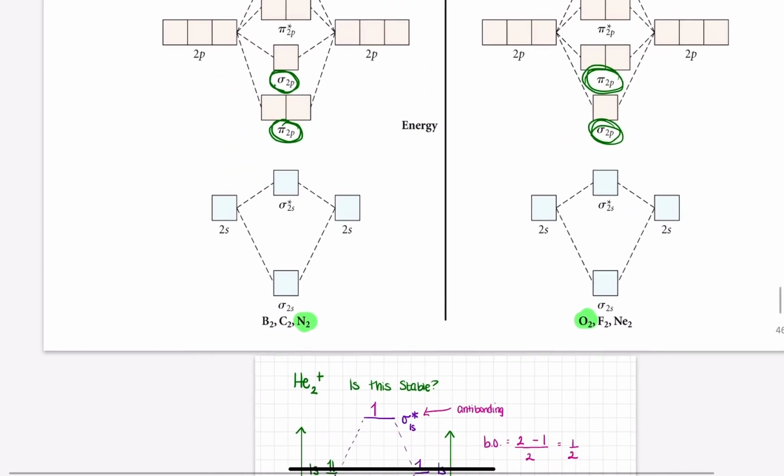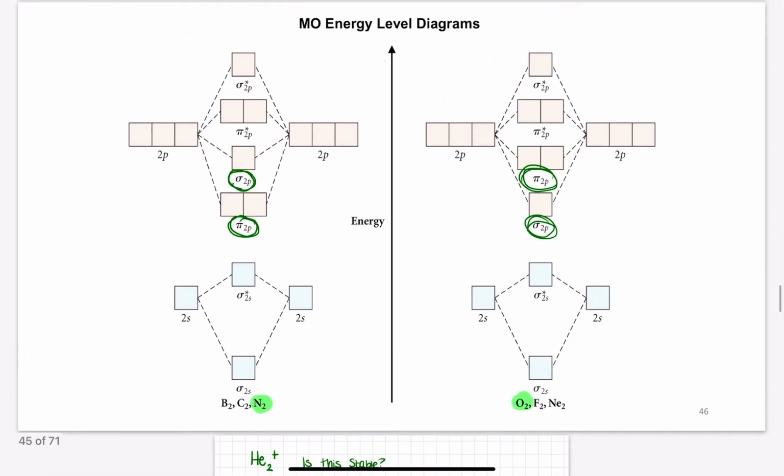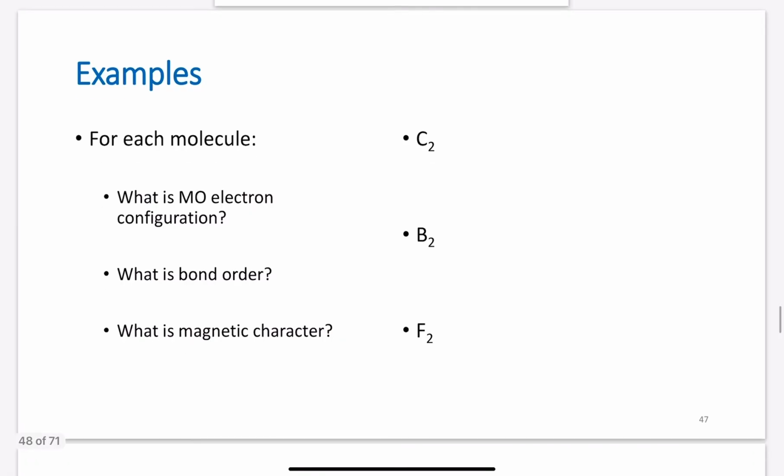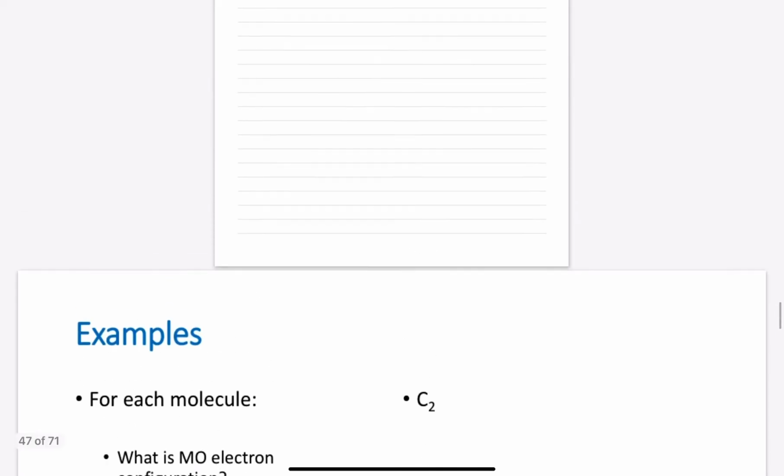Okay, so this is what they're going to look like. Now let's work some examples. I want to work carbon, boron, fluorine. I'm also going to work oxygen for you. So I'm going to go back up to this sheet here and work oxygen for you. If I look at oxygen, oxygen has electron configuration 1s2, 2s2, 2p4.